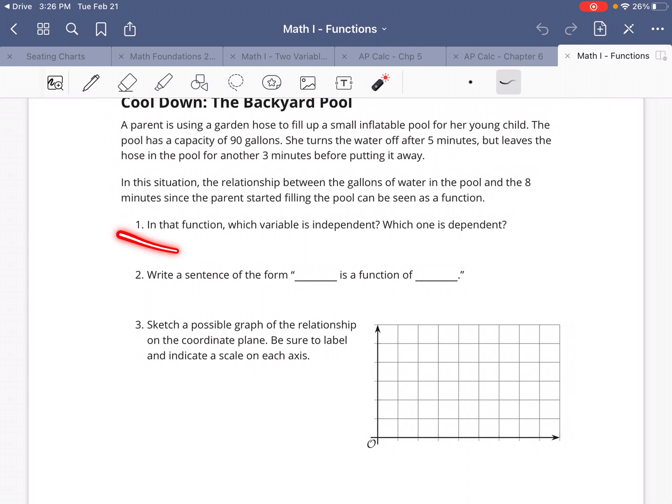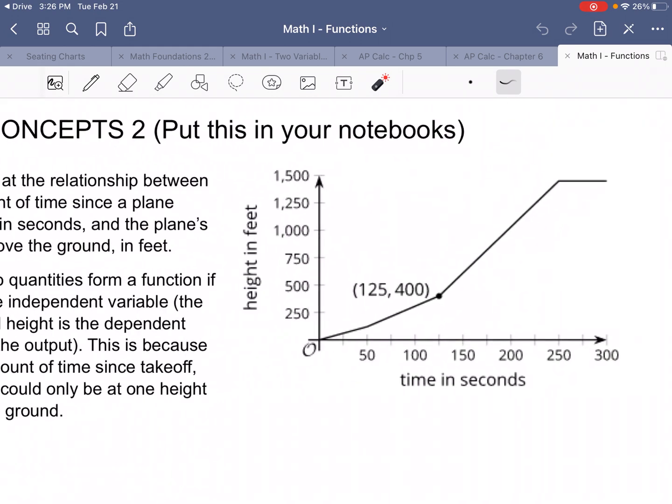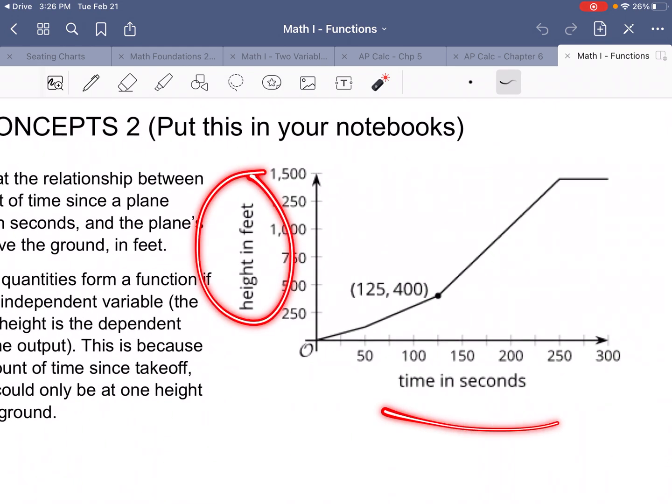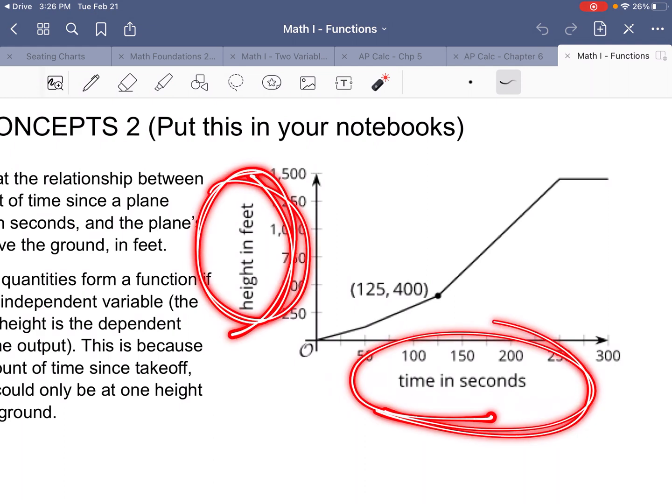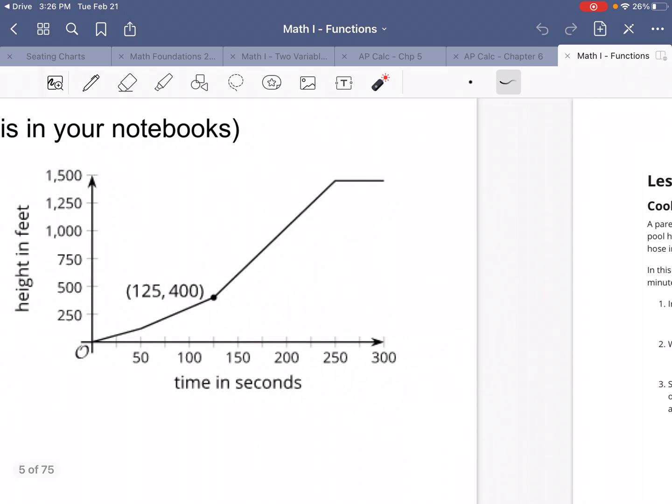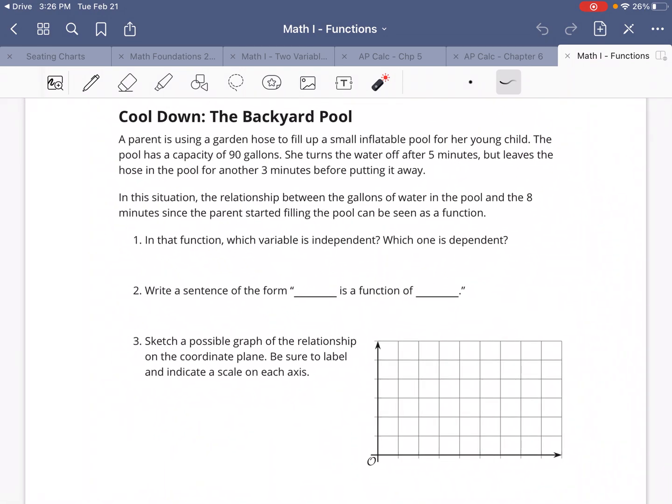So, in the function, which variable is independent, which one is dependent? Well, what did I tell you about time functions? Anyway, like in the airplane situation, we would say that height is a function of time. The dependent variable is a function of the independent variable. That's the way we talk about these. So the question here is, write a sentence in the form of dependent variable is a function of independent variable.